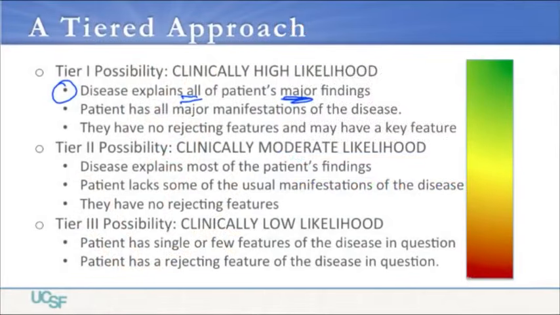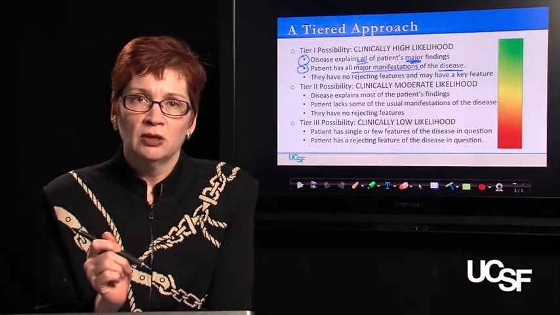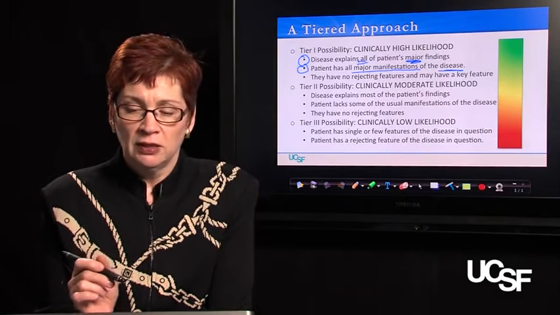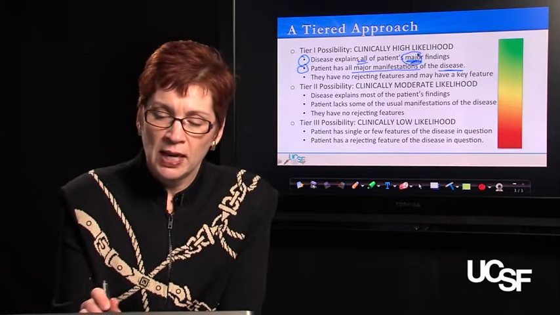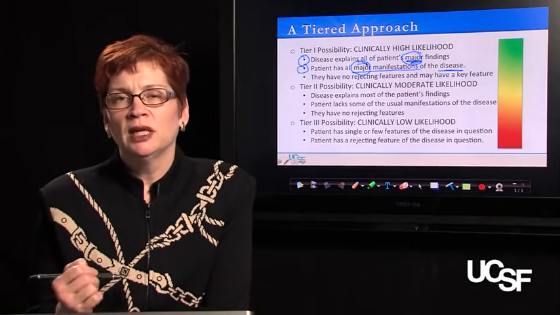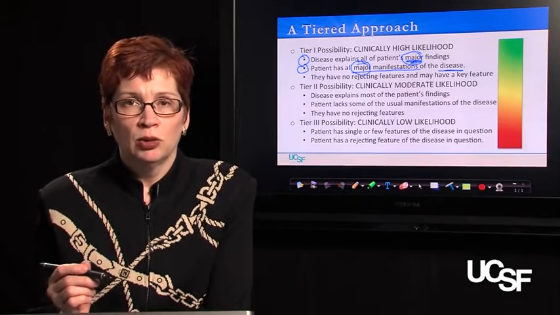And importantly, everything that the disease usually presents with is seen in the patient. So you look at it both from the disease perspective and the patient perspective. So the patient should have all or almost all of the major manifestations of the disease. And again, I'm emphasizing the word major because in our illness scripts, both from the patient's perspective and from the disease perspective, some of the findings will have more importance than others.